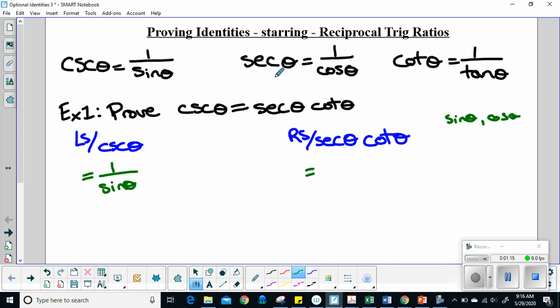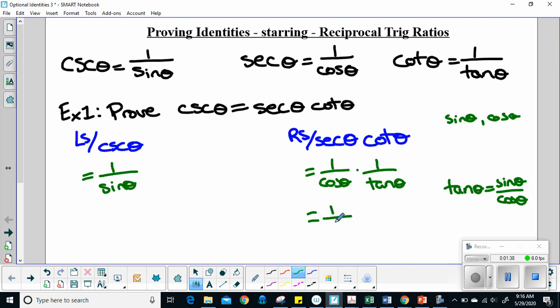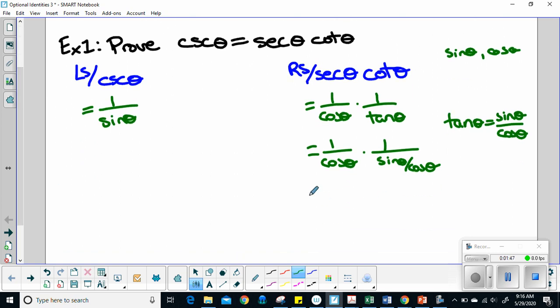Looking at our right side, secant is 1 over cos. Cotangent is 1 over tan. So times 1 over tan. All right, so our left side we said we're done. Right side, we've still got some more action we can do over here, because remember tan, we've already proven, is sine over cos. So let's put that in here. So 1 over cos angle is 1 over sine over cos. Well, a fraction in the denominator, so let's deal with that. That really means that we're doing 1 divided by sine over cos.